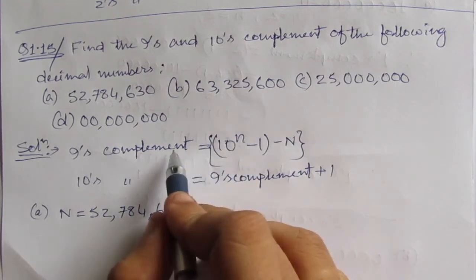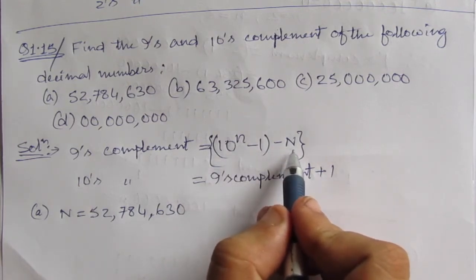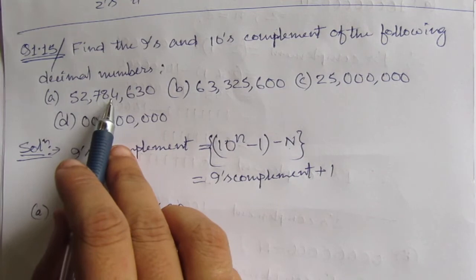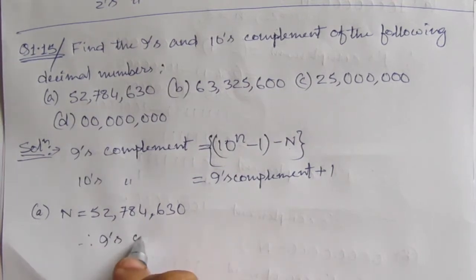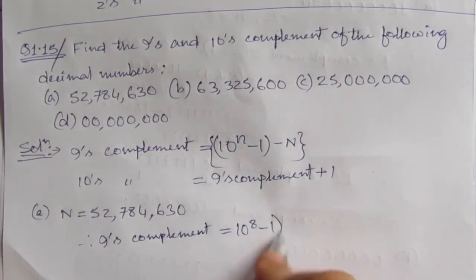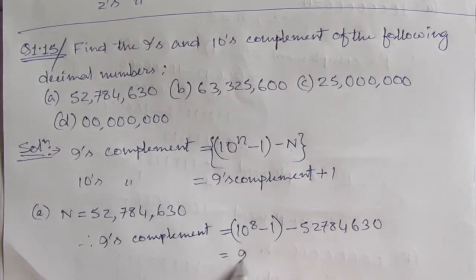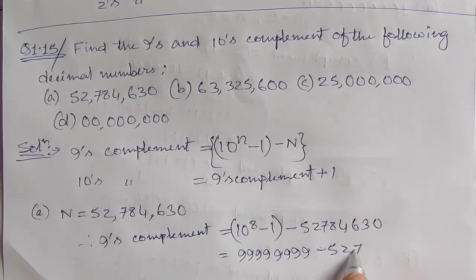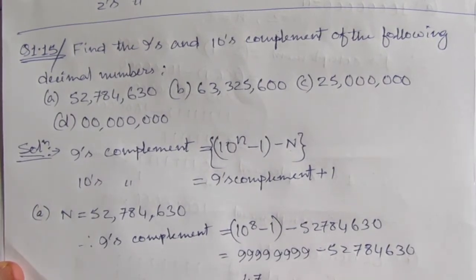That means r to the power n, because here the radix r is 10, r to the power n minus 1 minus N. This N is the given number and this small n is the number of digits. In all the cases we have 8 digits: 1, 2, 3, 4, 5, 6, 7, 8. So the 9's complement equals 10 to the power 8 minus 1 minus 52784630. Okay, we will have 99999999 minus 52784630. So we will get 47215369.